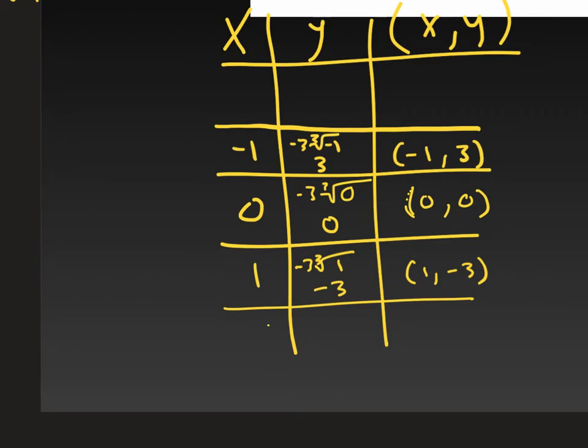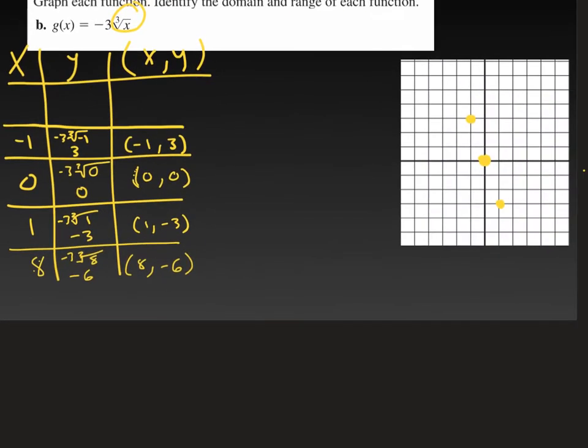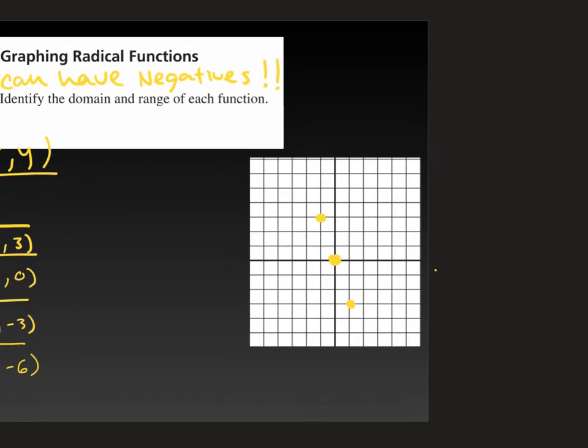So next we want to plug in 8. We have negative 3 times the cubed root of 8. We said the cubed root of 8 was 2. And what's 2 times negative 3? Negative 6. So when we plug in 8, we get negative 6. So we go to our graph. We're going to go to the right 8 and down 6. So it's going to be a little bit off of our graph down here.